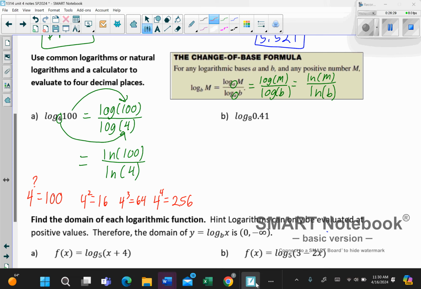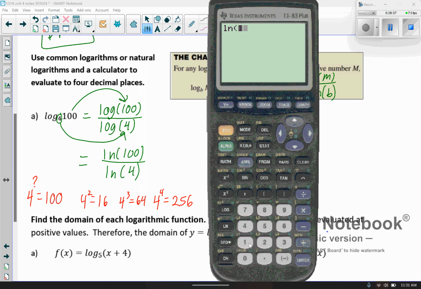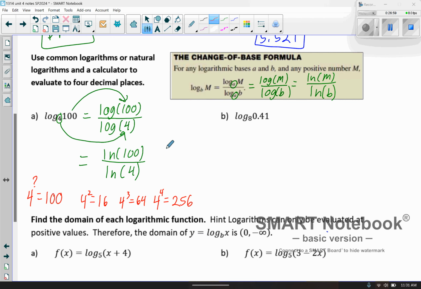So it doesn't matter which one I type in, so I'll just go with the natural log. So natural log of 100, and make sure you close that parentheses, divided by the natural log of 4. And let's see what we got. 3.322. So I am going to have to round that, it says 4 decimal places here. 3.3219. There we are. Kind of cool, right? So 4 to that power will give you 100.